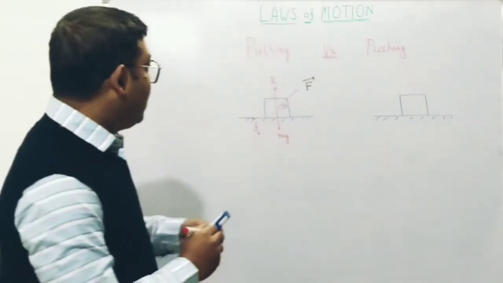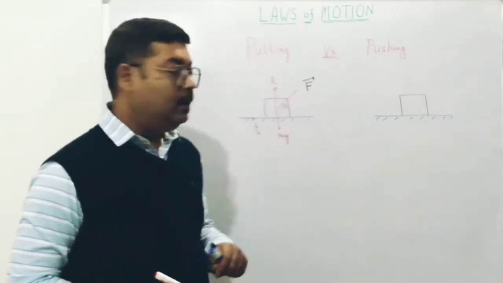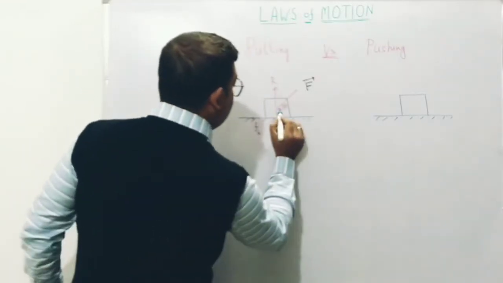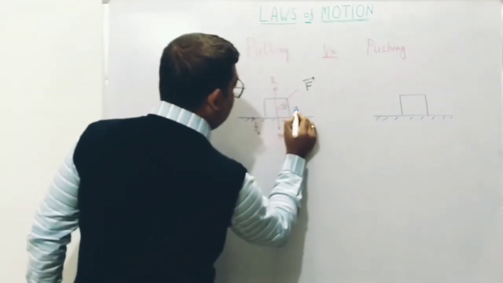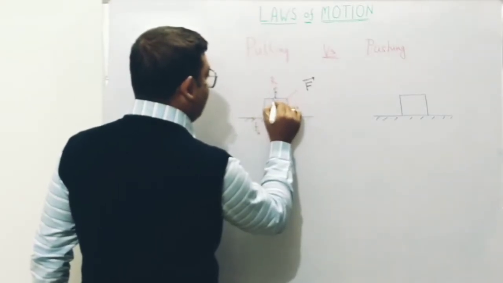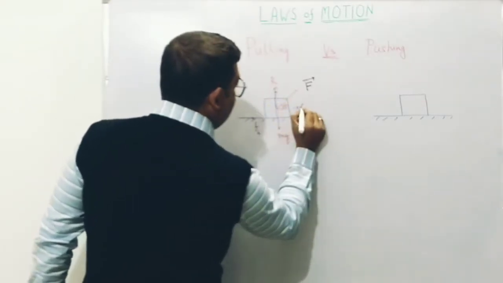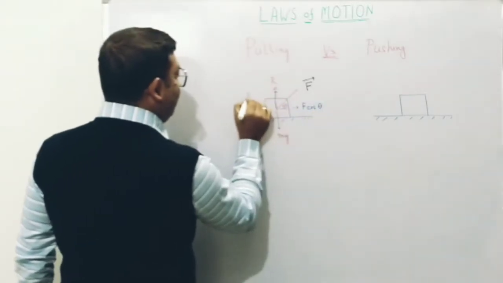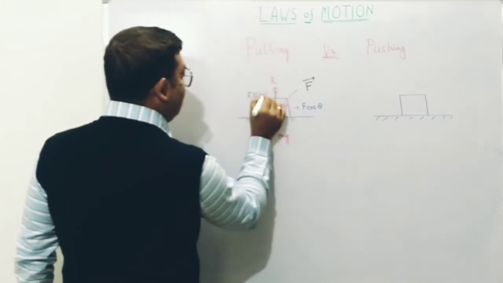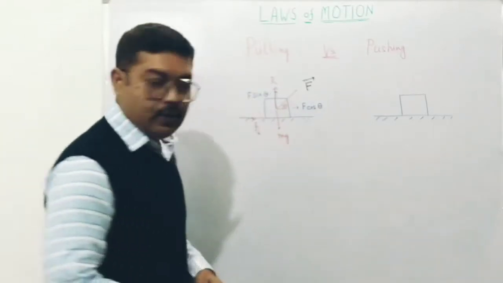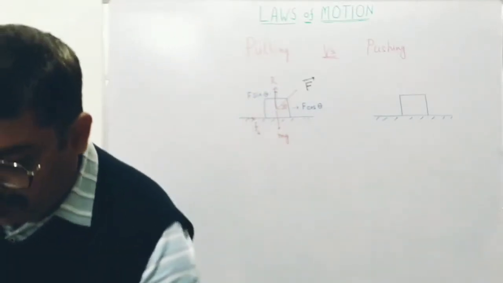Now, since the applied force is at a certain angle with the horizontal, it will be convenient for us to resolve this force into two components, the horizontal component and the vertical component. So this will be F cos theta and this will be F sin theta. Now we are in a position to write the equation of motion.